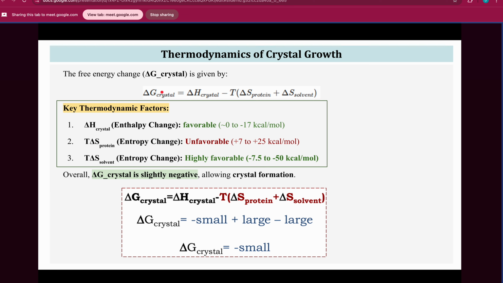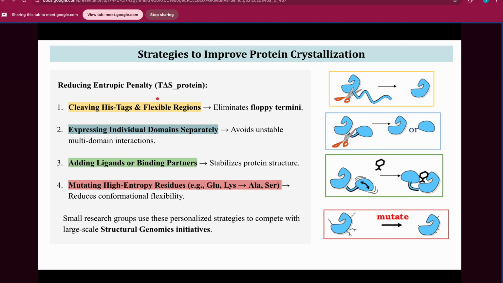In the previous part we have seen that this particular T delta S protein term is acting as a liability for us because it is highly unfavorable. So how can we deal with this? Now we will try to reduce this entropy penalty, which is the T delta S protein.